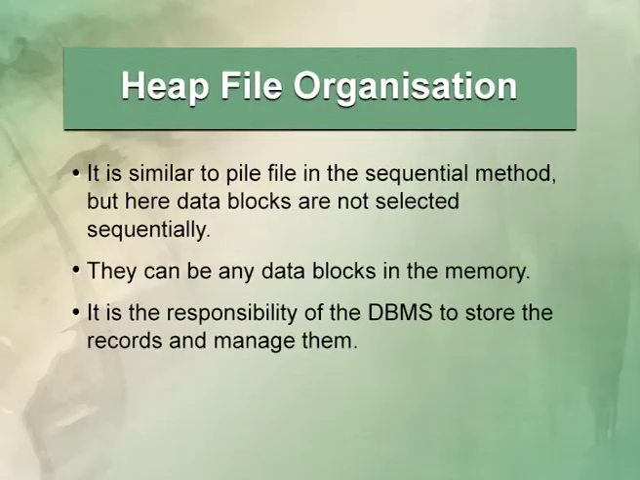So, whenever the DBMS follows the heap organization method, the complete files are dispersed on the hard disk, because it is not following sequential storage or sorted order, and whenever a record comes, it is thrown onto any part of the disk. However, it is remembering the record ID. So, it is similar to the sequential method, but here data blocks are not selected sequentially, they can be any data blocks in the memory. So, this is a kind of randomized distribution.